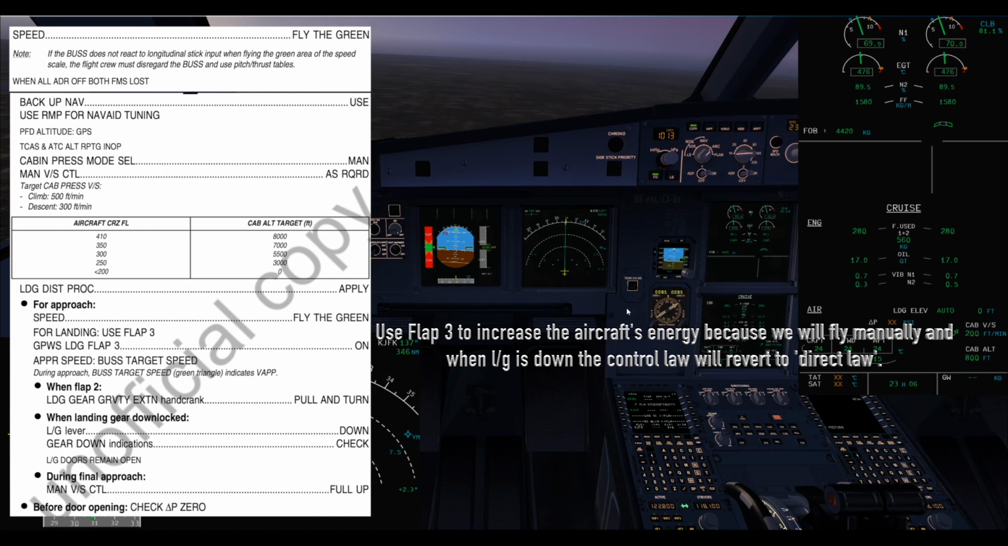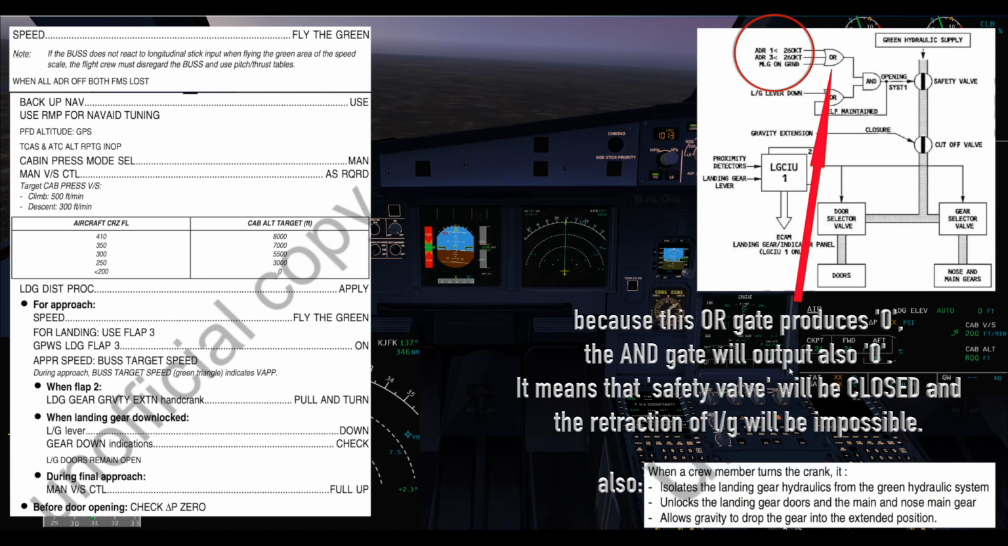Because we fly manually, and the aircraft will be in direct yaw when the landing gear is down, the procedure refers to use flap 3 landing. With this configuration, the aircraft has more energy, and it's more controllable. This procedure also refers to a QRH, the landing gear gravity extension procedure.